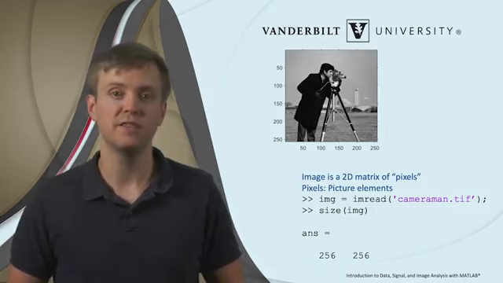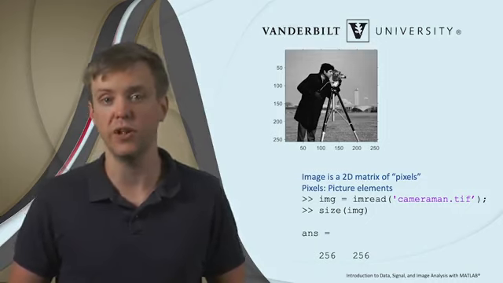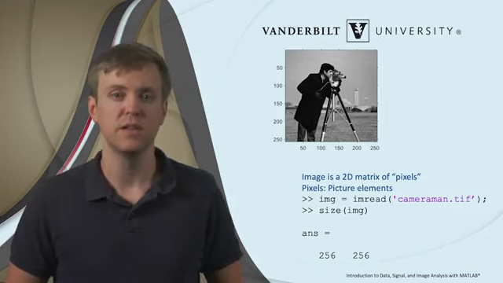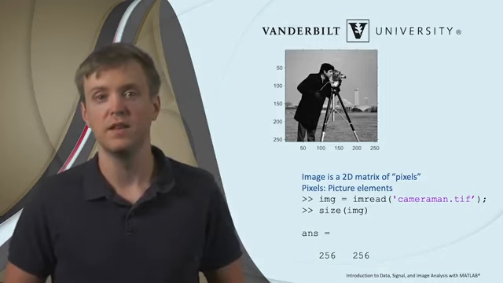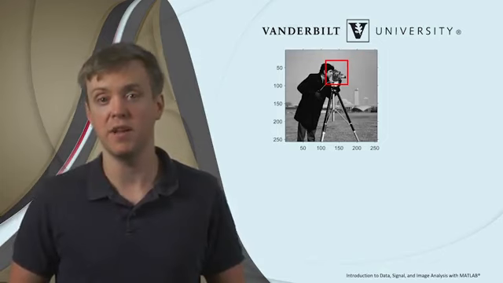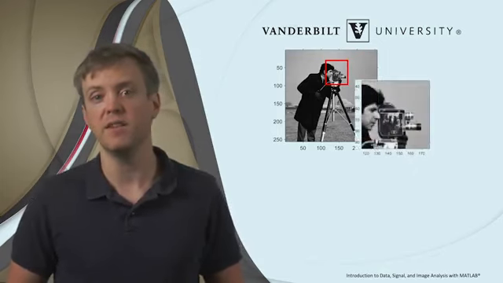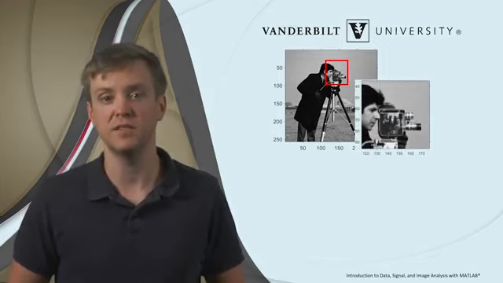From afar, it is difficult to tell that this image is composed of 256 discrete row elements and 256 discrete column elements. It appears instead to be rather continuous. But let's zoom in on this region containing the camera and cameraman's face. This is approximately a 50 by 50 set of pixels where we can start to see some jagged pixelization effects, but it's still somewhat subtle.